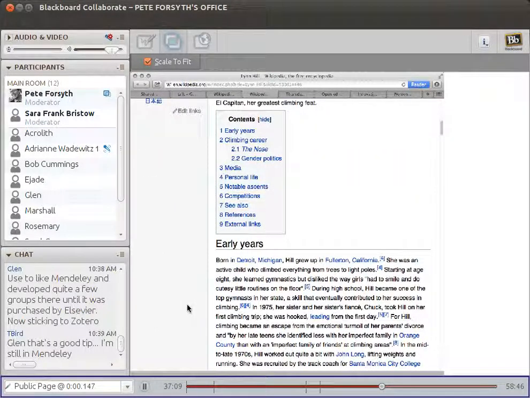And so I started with a section on early years, and then there was going to be a big section on this woman's climbing career, because that's what she's known for. And then she climbed this really famous thing in Yosemite Valley called The Nose, a really funny name. And because she was one of the earliest famous female climbers, I decided to make a section on gender politics.